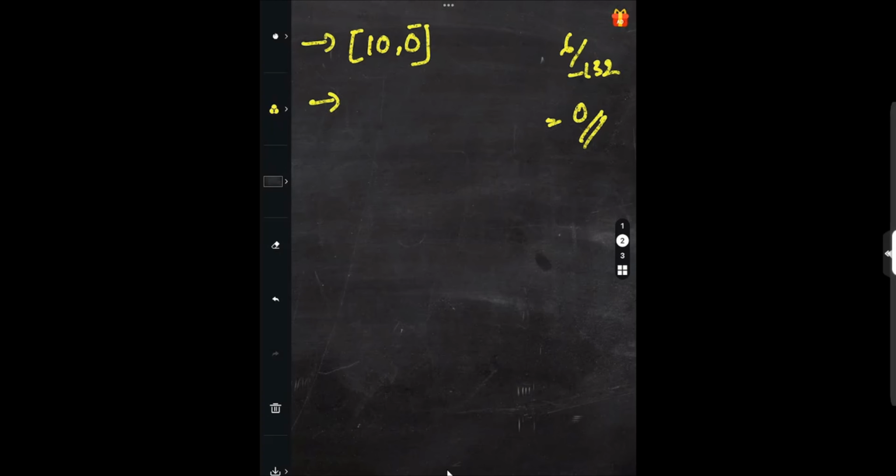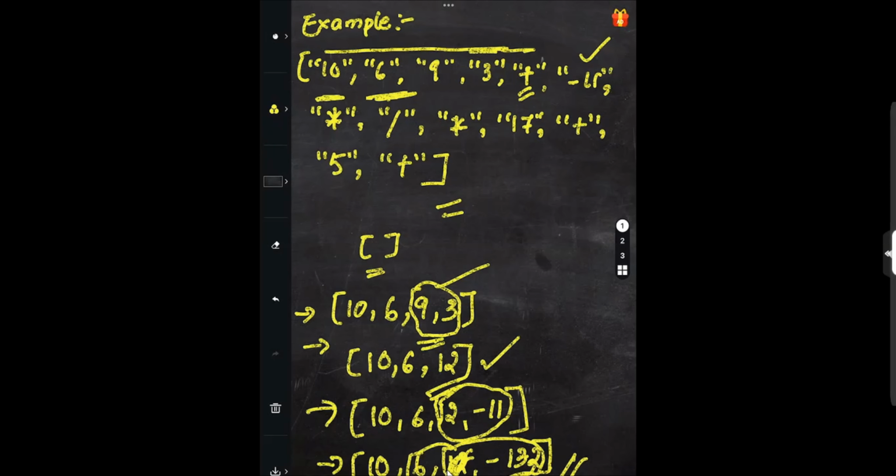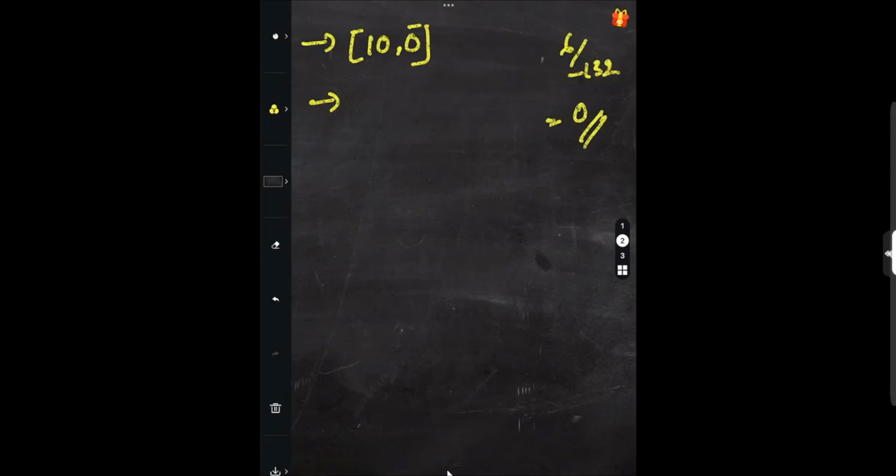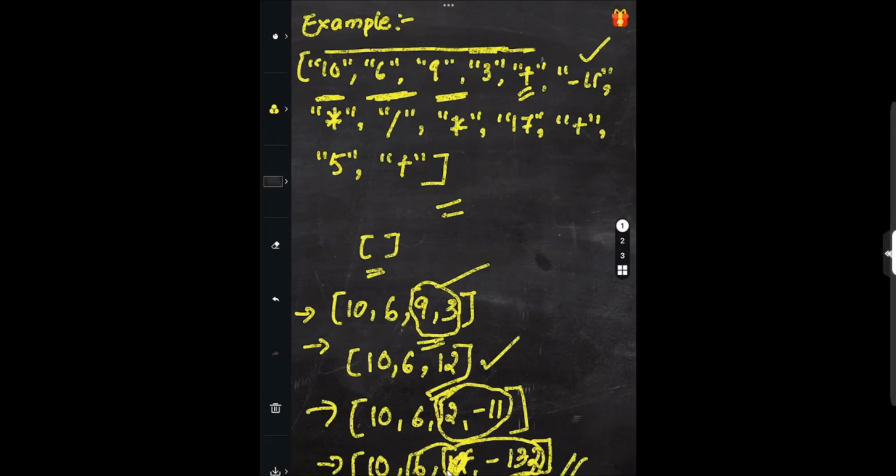Next we have the multiplication symbol. So I'll just come here. We have to multiply the last two elements in the stack. So 10 into 0: anything multiplied by 0 is 0 in this step. So this will be 0, right? Next step, we have the number 17 here. You can clearly see we have to push the number 17 and then we will go with the addition symbol.